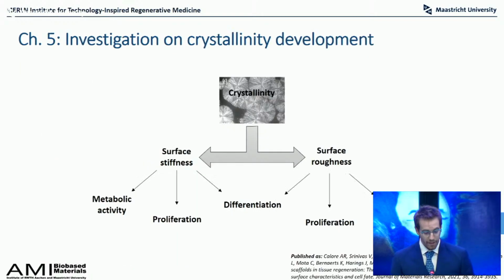Eventually, in chapter 5, we proceeded at investigating if cell fate is somehow influenced by plain material properties. So far, we have been working with modifications to our materials. In this case, we wanted to understand if by just using our plain materials, we could somehow trigger something in cells. This was done by basically influencing surface stiffness and roughness via the formation of crystallinity, which is a property that spontaneously develops during printing upon cooling from the melt.